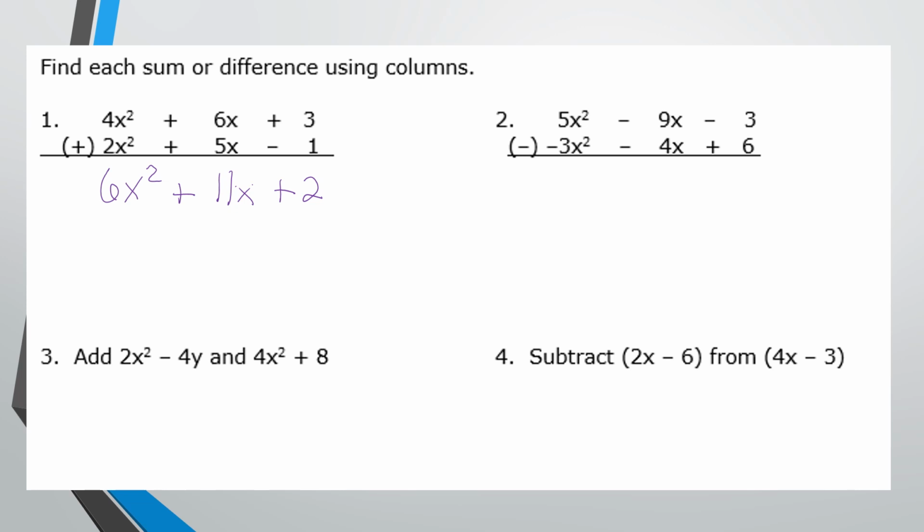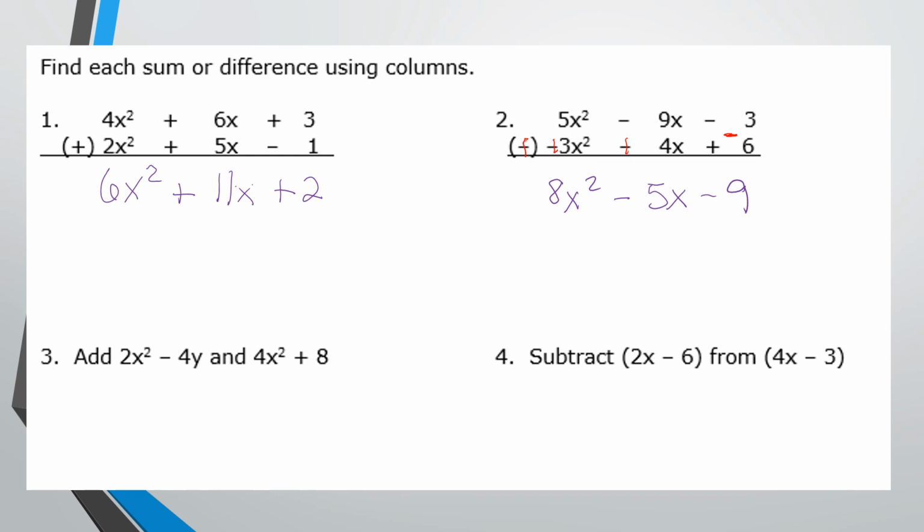This one's subtraction. I'm going to go ahead and change it to addition. So I'm going to change the sign to addition. And then I'm going to change the sign of each of these. So make that plus, and make that negative. So now I can add it up normally. So 5x squared plus 3x squared would be 8x squared. Negative 9x plus 4x would be negative 5x. And a negative 3 and a negative 6 would be a negative 9.